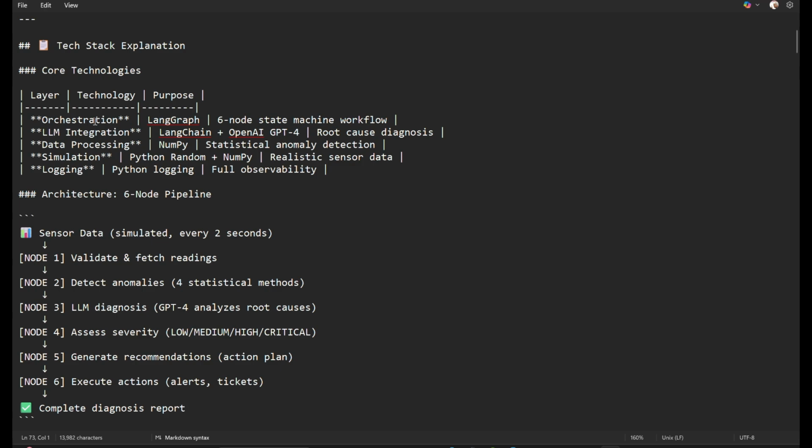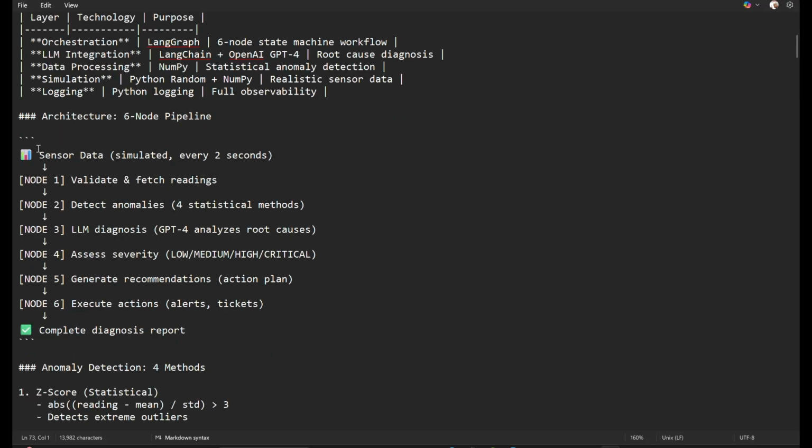Coming to the core tech stack, we have the orchestration layer, LLM integration, data processing, simulation, and logging. For orchestration, we are using LangGraph, which is a six-node state machine workflow. For LLM integration, we are using LangChain plus OpenAI for answering and decision making, here used for root cause diagnosis. For data processing we use NumPy, with statistical anomaly detection like Z-score, IQR, and so on. For simulation, we are using Python random data simulation plus NumPy for pre-processing, which is used for realistic sensor data resembling industrial data. And Python for logging the data and for observability.